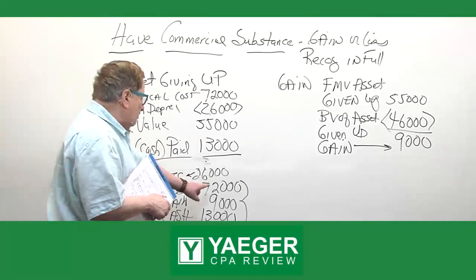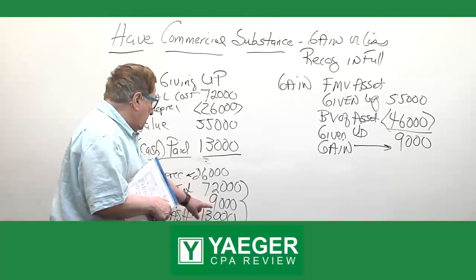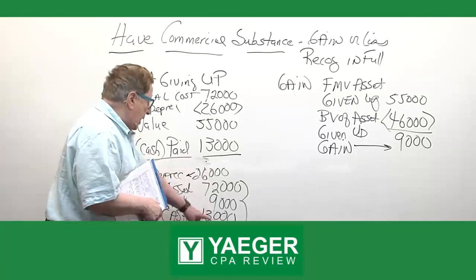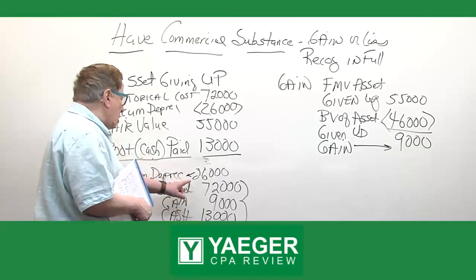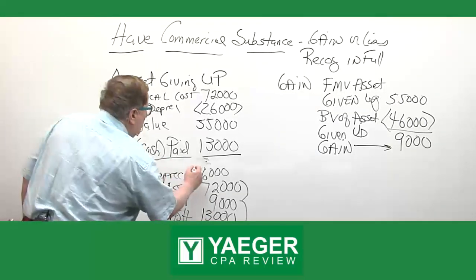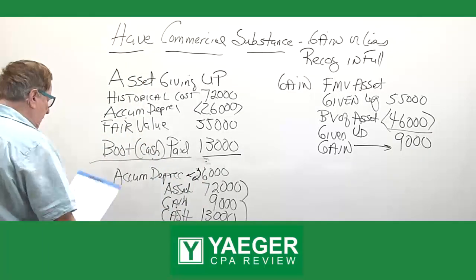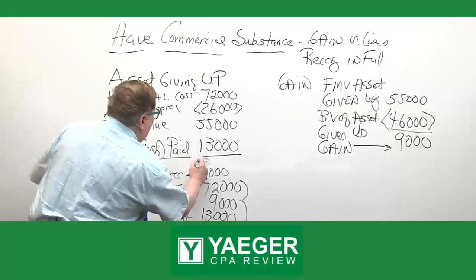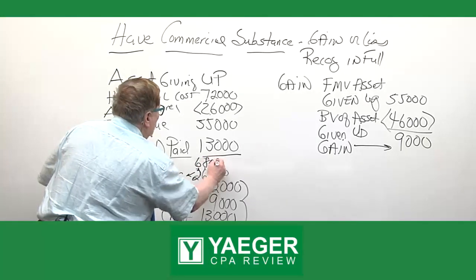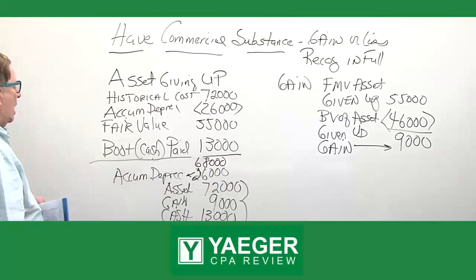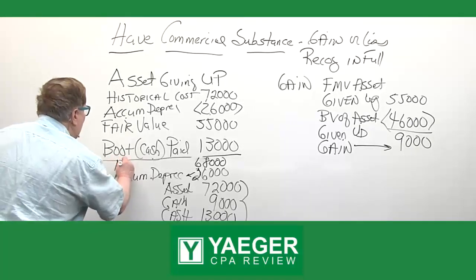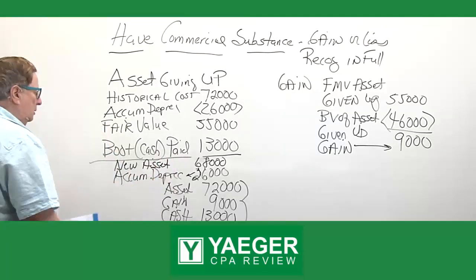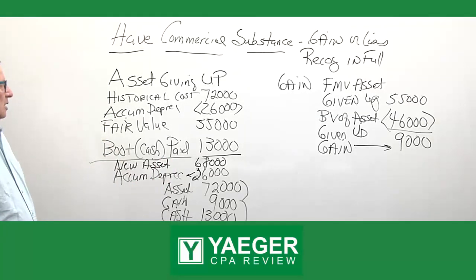We have credits of $72,000, $9,000, and $13,000. Now, if you take your total credits and subtract your debit, how much do you need to make this entry equal? The answer is we need $68,000. And by the way, the number that we plug is always the value of the new asset.